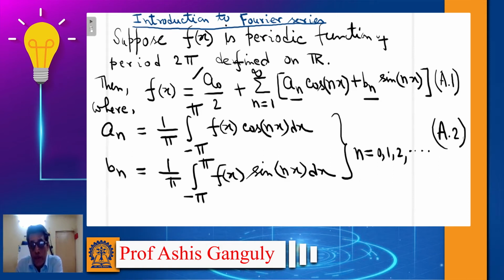Okay. So when you are solving the wave equation for a finite string, or the heat equation, or the Laplace equation, you will obtain a Fourier series. And from that, using this formula A.2, you have to find out the coefficients. Now, some more points you have to know. I am writing them down in the next page.